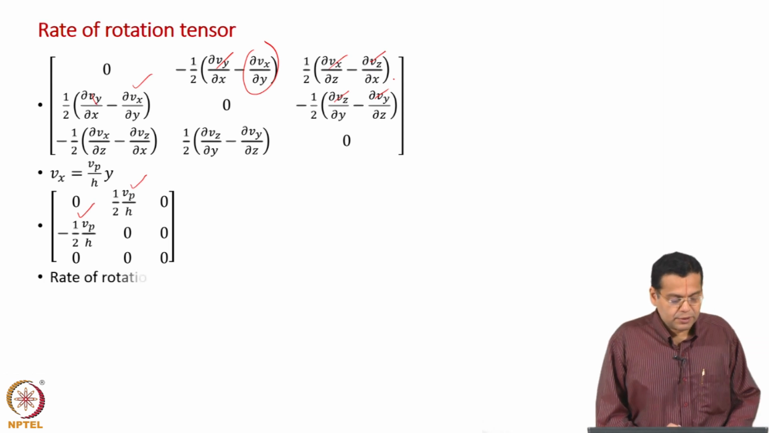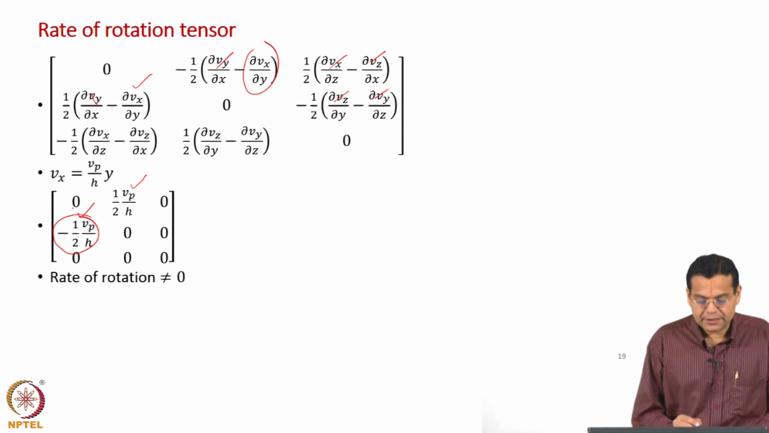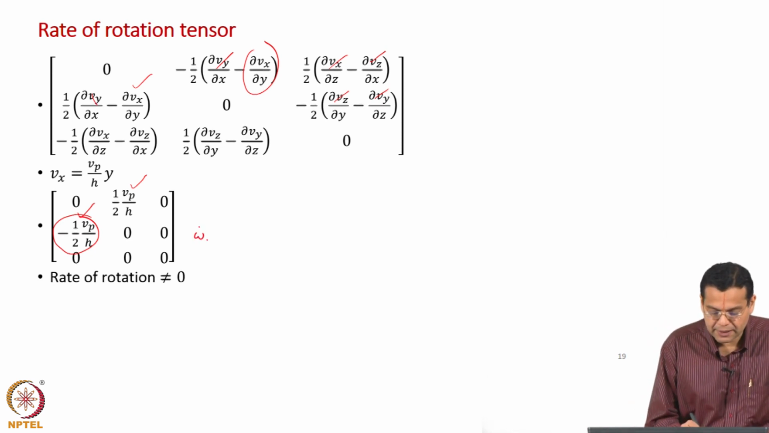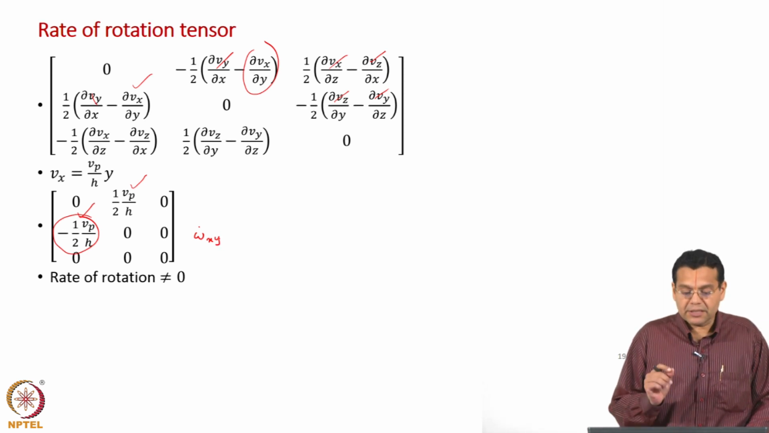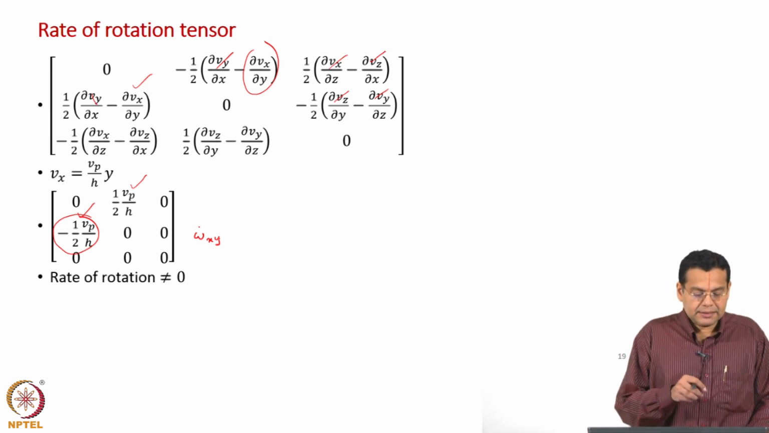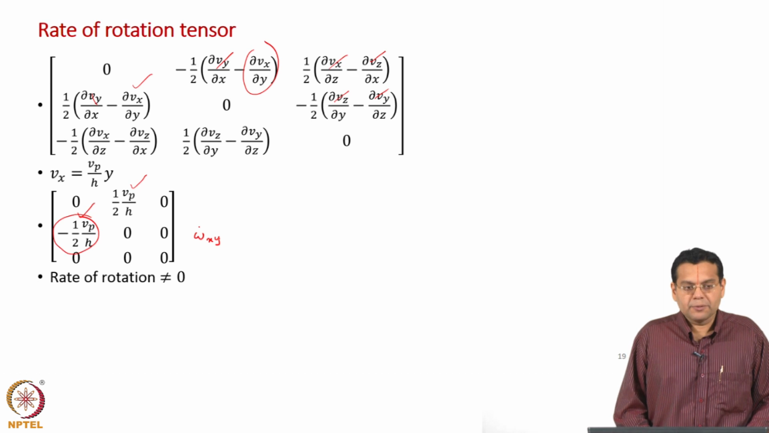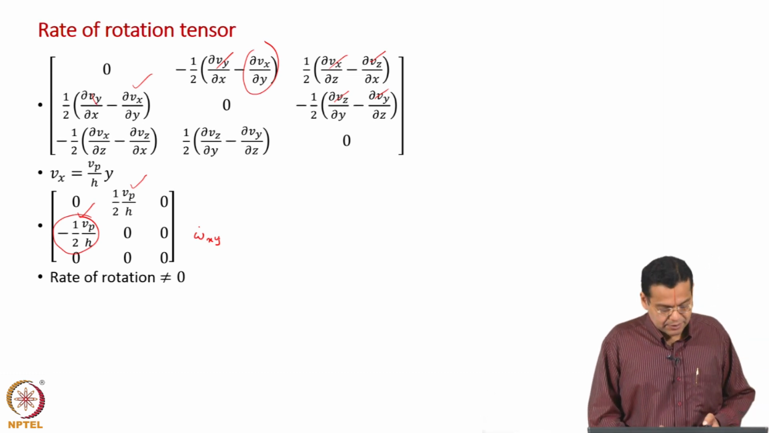Now, what do we conclude? Remember, this term represents rate of rotation. In our nomenclature, omega dot x y is not 0, which means it is a rotational flow. It is negative, which means the fluid element will undergo a clockwise rotation. Remember, we said clockwise is negative, anti-clockwise is positive. So, the fluid element will undergo clockwise rotation. That is the conclusion from here.